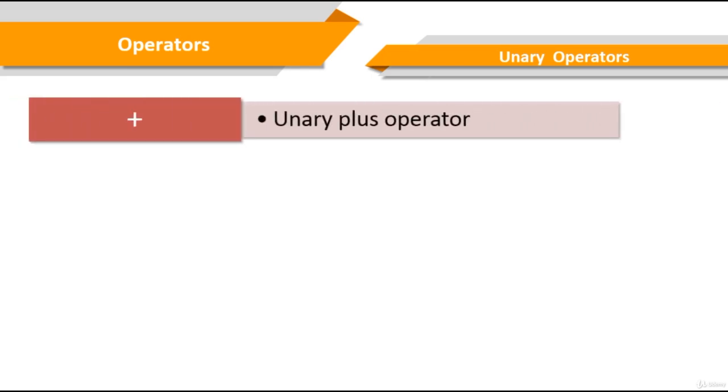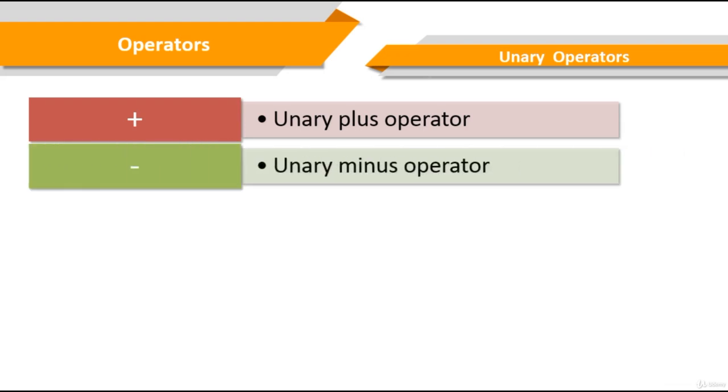Plus. This is a unary plus operator. It's used for giving positive values. It's only used when deliberately converting a negative value to a positive. Minus. This is a unary minus operator. It's used for negating the values.